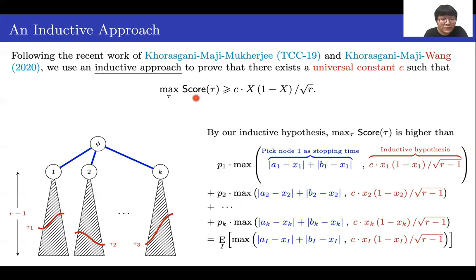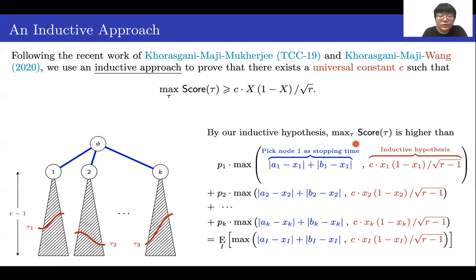By the definition of our score function, if we pick node 1 as our stopping time, this yields a score of a1 minus x1 plus b1 minus x1. On the other hand, if we defer the attack to this remaining subprotocol, by our inductive hypothesis, this is guaranteed to be higher than c times x1 times 1 minus x1 over square root of r minus 1. Recall that x1 is the expected output of this subprotocol.